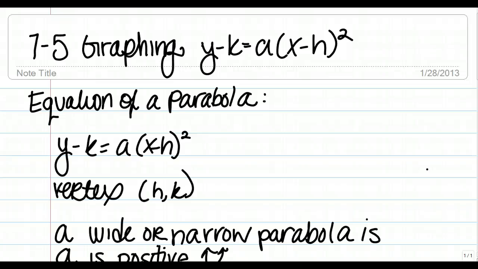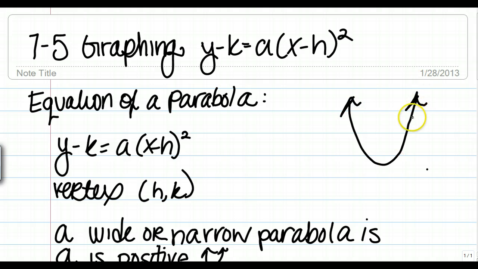Today we are doing 7.5, graphing y minus k equals a times x minus h squared. And this is an equation of a parabola. And a parabola looks something like this. It's not a U because these sides are flared, and a U would go straight out, like a horseshoe would be straight out. But these ones are flared a little bit on the side, so it is a parabola.